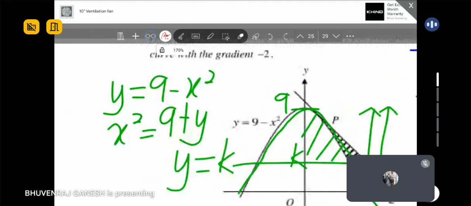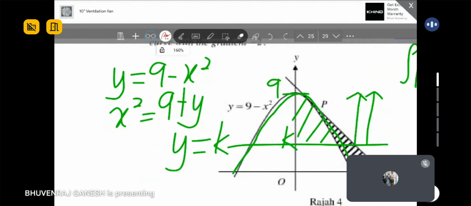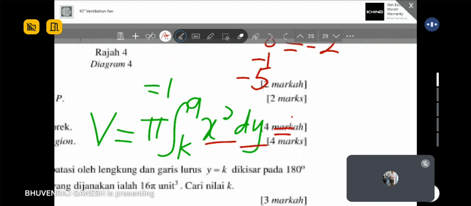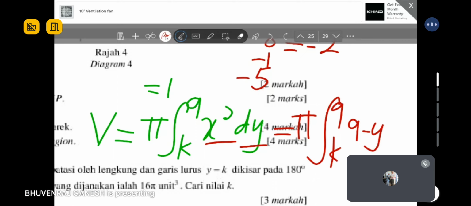So tak payah hafal pun. Just refer the formula in front. Okay? So, wait, this one is a minus. Sorry, I make mistake. Minus y. Okay, then you can start to integrate. Kamikan saja. Okay, so it's equal to pi 9k and then 9 minus y dy.